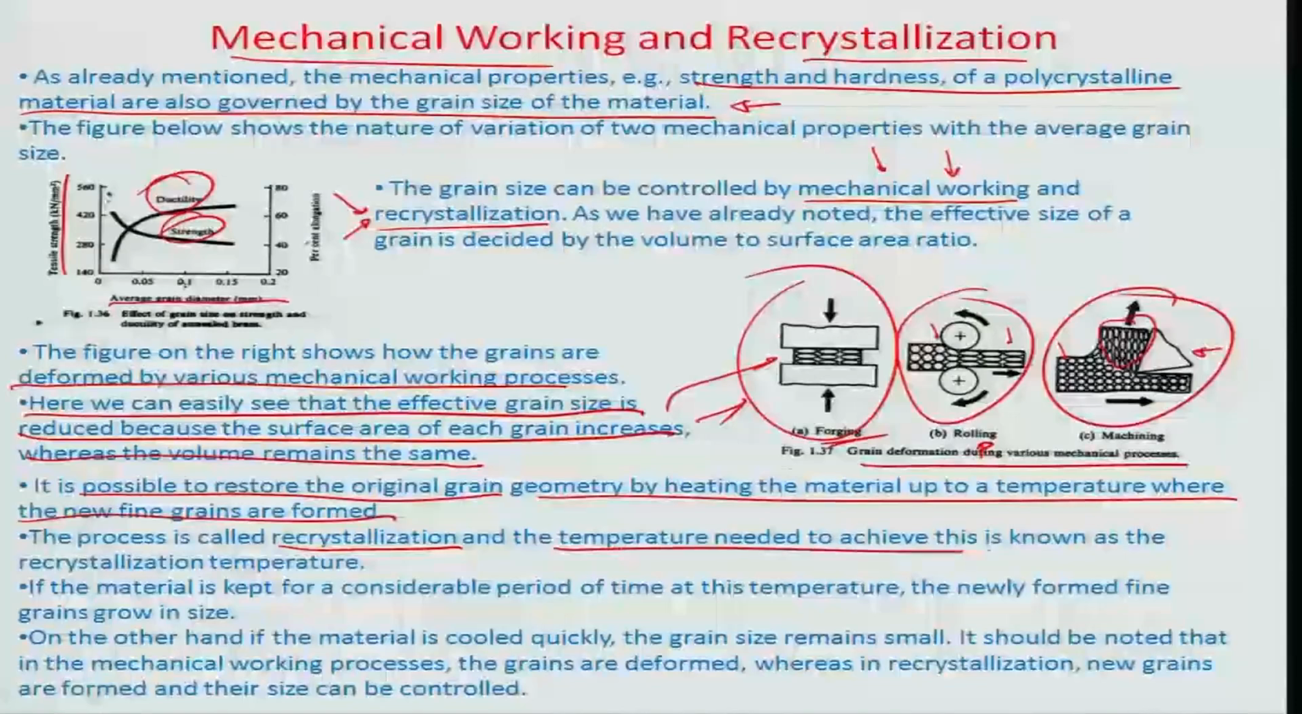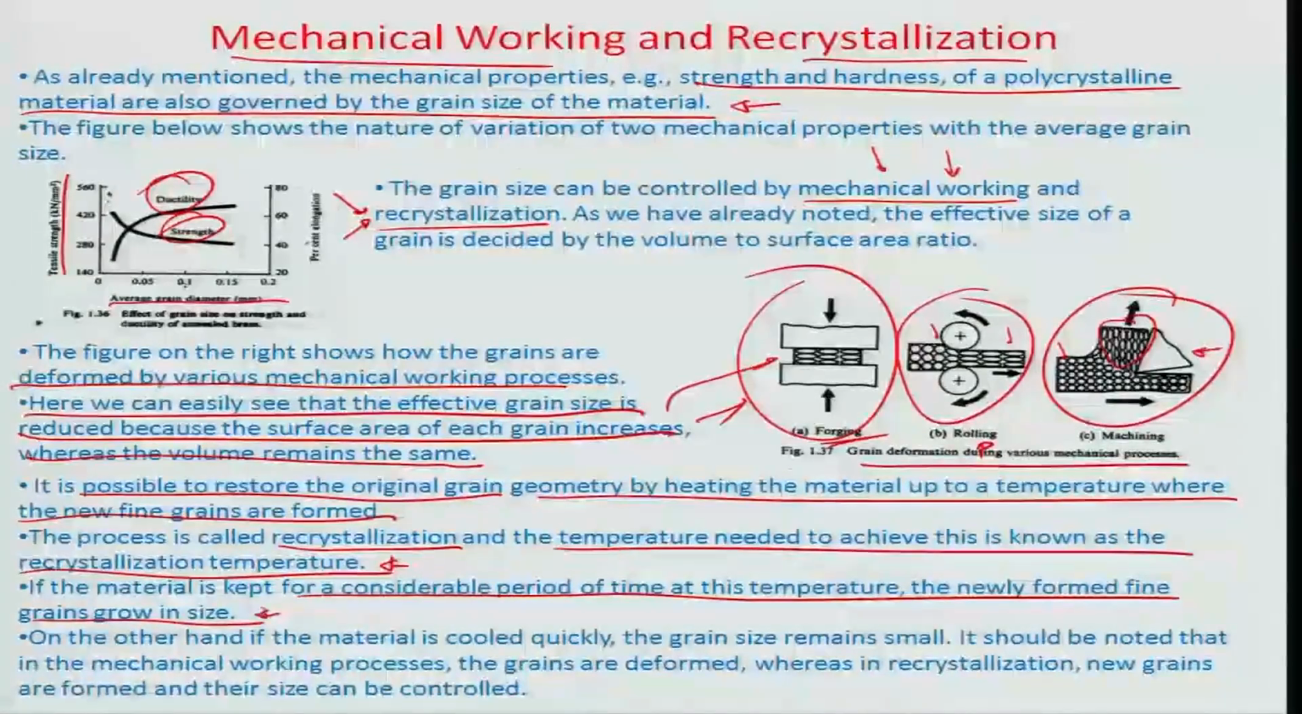Okay. The temperature needed to achieve this is known as the recrystallization temperature, and if the material is kept for a considerable period of time at this temperature, the newly formed fine grains would grow in size and again reproduce the similar original property of the material. On the other hand, if the material is cooled quickly, the grain size remains small, and it should be noted that in mechanical working processes the grains are deformed, whereas in recrystallization new grains are formed and their sizes can be controlled. Okay. So you can play around with the way that you cool after recrystallization, and even before recrystallization do mechanical working to reduce the grain size to a desirable level. Okay. And that really determines your mechanical properties.